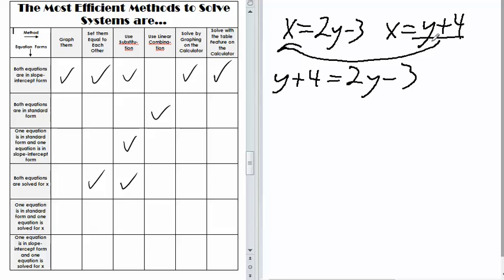So we could set them equal to each other, which is a form of substitution. We wouldn't want to use linear combination because if we add these together, that doesn't really get us anywhere. We can't solve by graphing on the calculator unless we solve them both for y, and the same thing with the table.